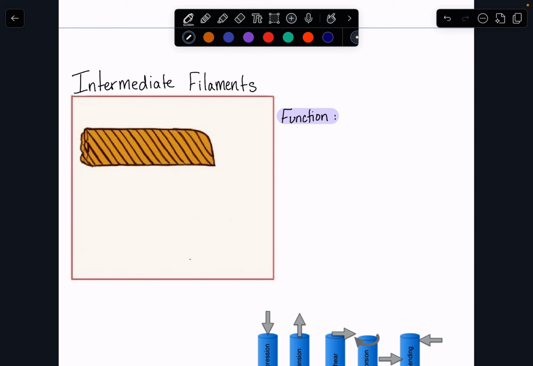So first and foremost, as we know, they're part of the cytoskeleton. We already know that. We know that it is a part of the three components that make up the cytoskeleton. So what is the function of the intermediate filaments themselves? Well, what are they going to do? They provide structural support. They're going to provide structural support.